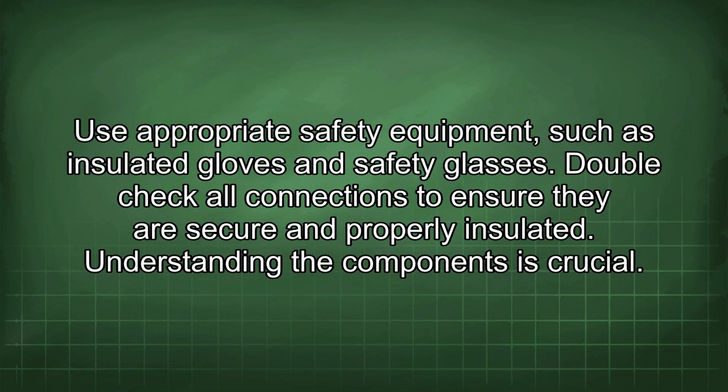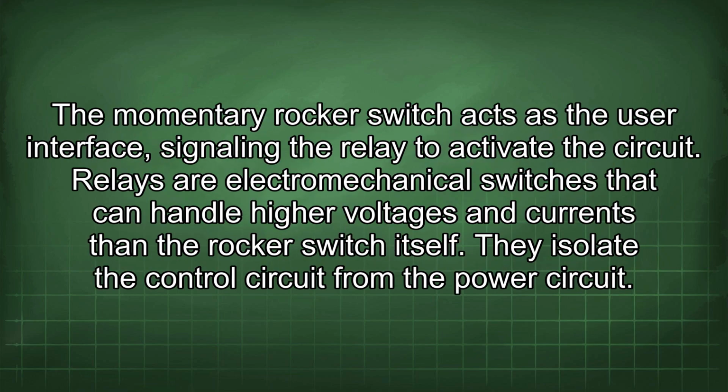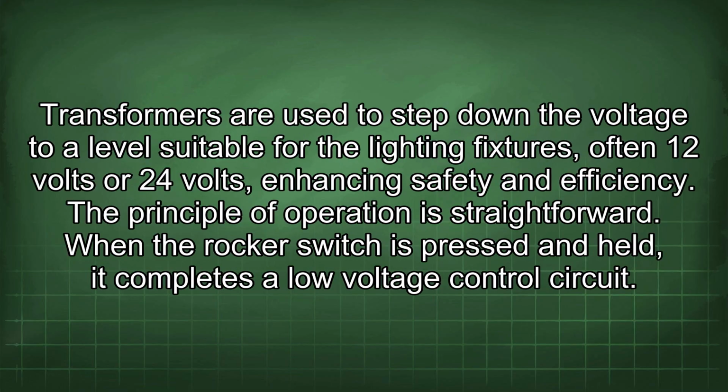Understanding the components is crucial. The momentary rocker switch acts as the user interface, signaling the relay to activate the circuit. Relays are electromechanical switches that can handle higher voltages and currents than the rocker switch itself. They isolate the control circuit from the power circuit. Transformers are used to step down the voltage to a level suitable for the lighting fixtures, often 12 volts or 24 volts, enhancing safety and efficiency.